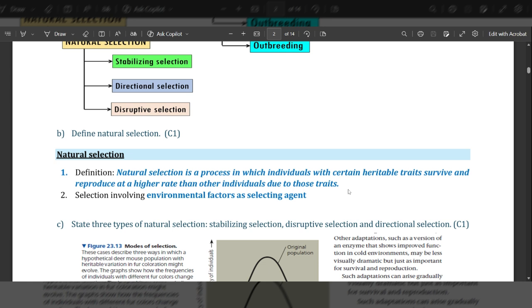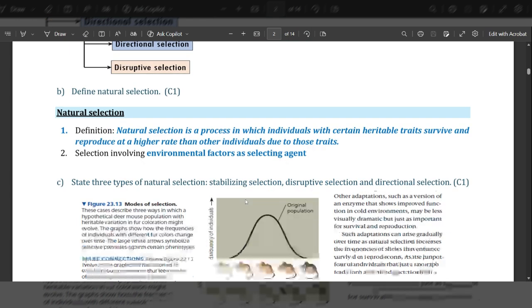factors. So when the environment changes, only the individuals with the desired trait will be capable of surviving and reproducing at a higher rate. And when they reproduce at a higher rate, that particular characteristic will possibly be passed down to the next generation, causing the frequency in the generation to change.